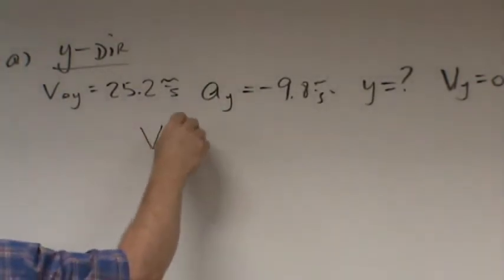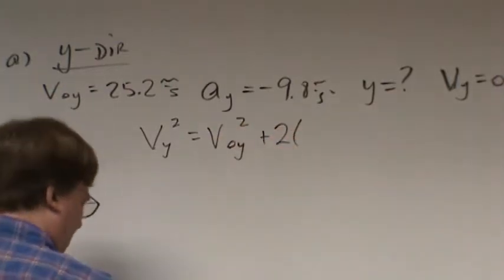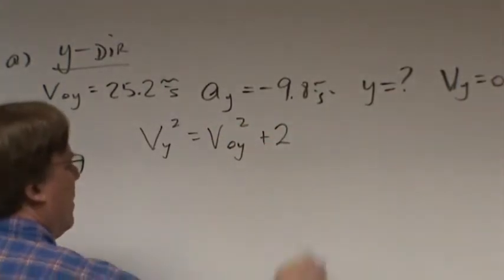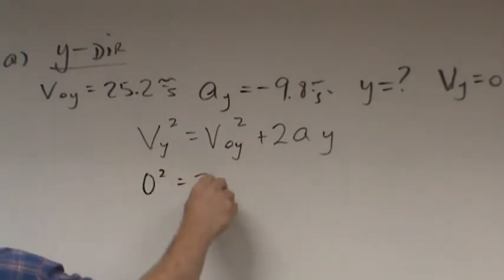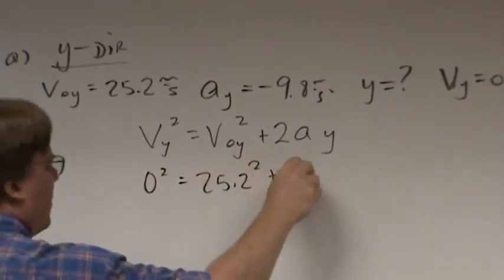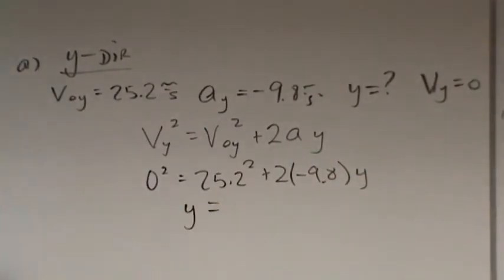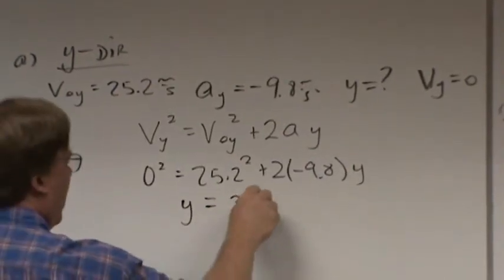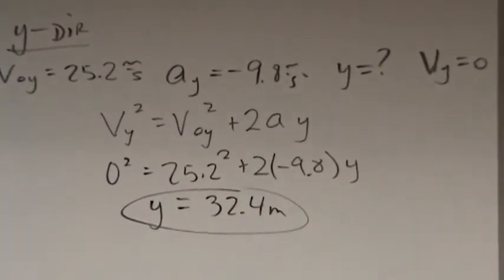So you're going to use vy squared equals v naught y squared plus 2 times a times y. So I got 0 squared equals 25.2 squared plus 2 times negative 9.8 times y. And so I get y equaling 25.2 squared divided by 2 divided by 9.8. So I got 32.4. You guys okay with that?